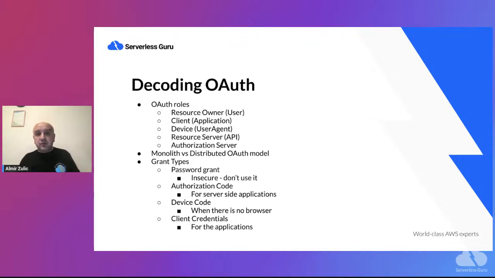For a server-side application, in order to register our application with the authorization server, we need an authorization code, and this is called the authorization grant. And then we have a device code. If you have an IoT device, some device that doesn't have a keyboard or doesn't have a browser, so you cannot type, then we use a device code to register that device with that authorization server. And then finally we have client credentials.